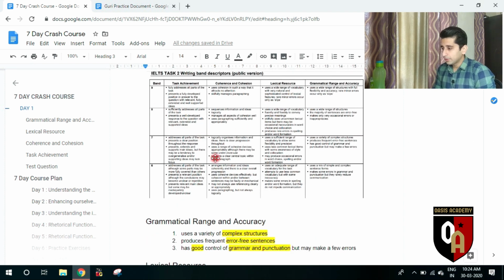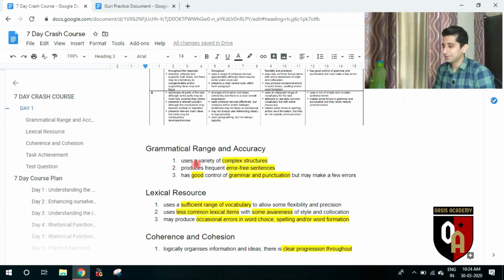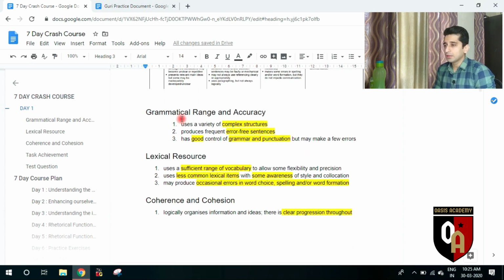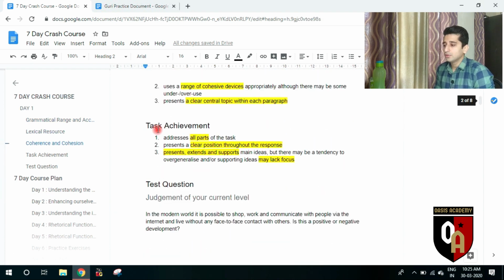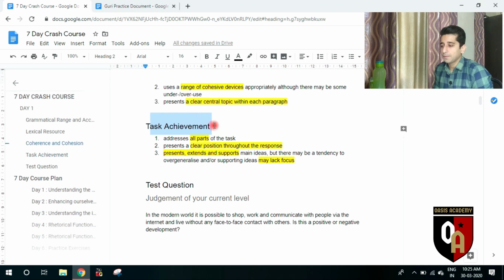I guess the characters are pretty thin to see, so I have extracted it and written it over here. So when the examiner checks your writing, he or she is focusing on 4 major concepts, and those 4 major concepts are grammatical range and accuracy, lexical resource, coherence and cohesion, and what we call task achievement.